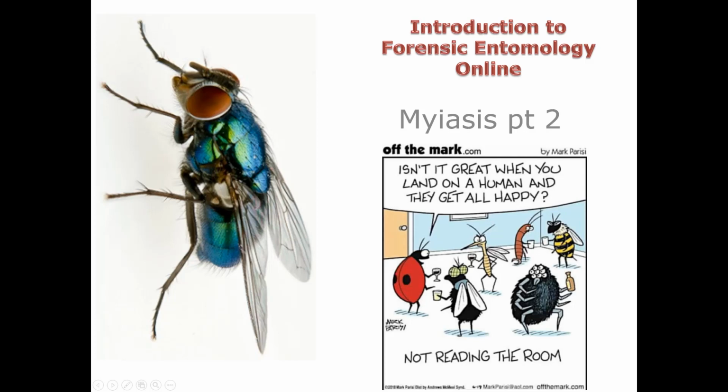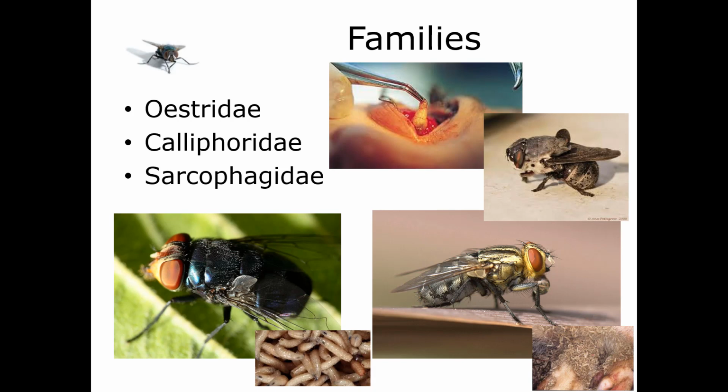All right, now let's spend a little bit of time talking about the major families that we're going to see in myiasis. You've seen these families in other lectures, other lessons, but let's talk about their specific ability to cause this infestation of a living organism with maggots. So let's start out with the first, just the families.